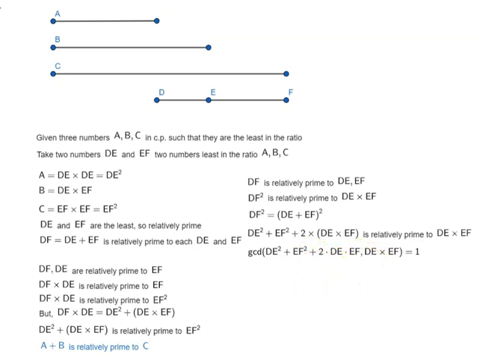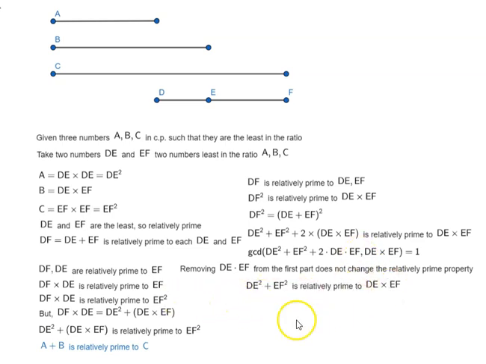So since that is the case, we can totally remove 2 times DE times EF. Removing multiples of DE times EF from the first part does not change the relatively prime property. So we remove both because it is 2 times. We remove the 2 times DE times EF. So we are left with DE square plus EF square is relatively prime to DE times EF. What is DE square? It is A. What is EF square? That is C. So A plus C is relatively prime to DE times EF, which is B.